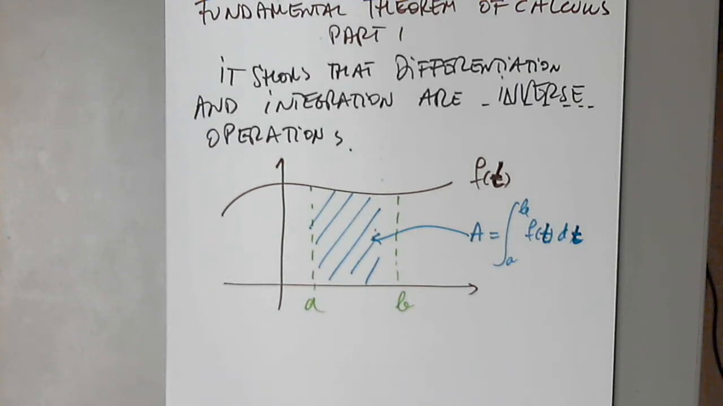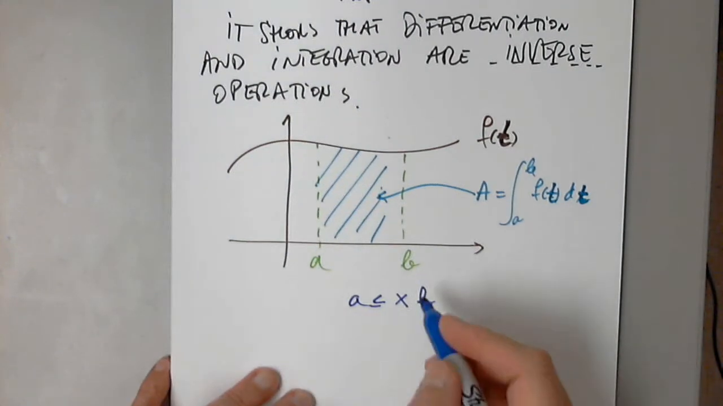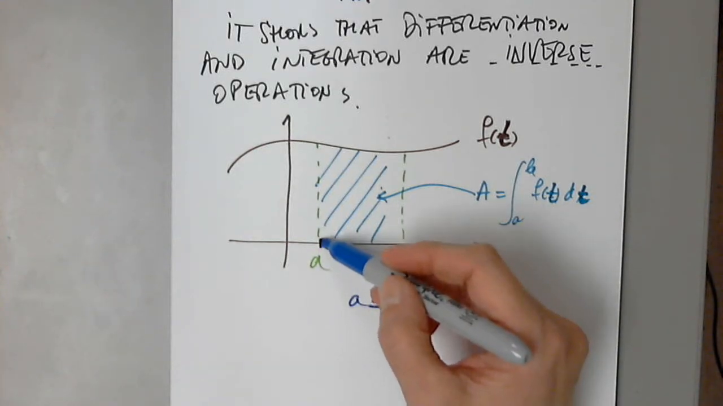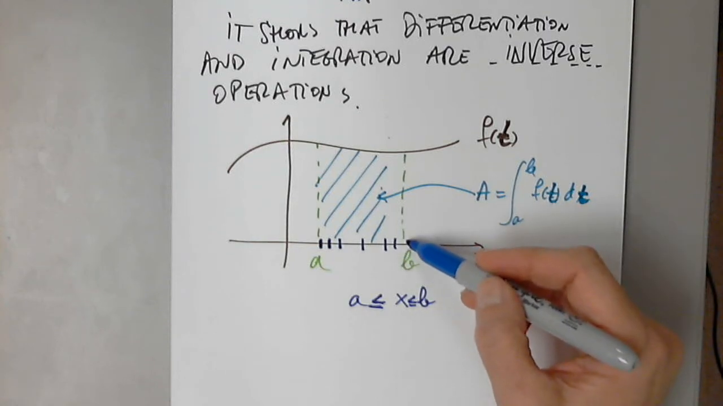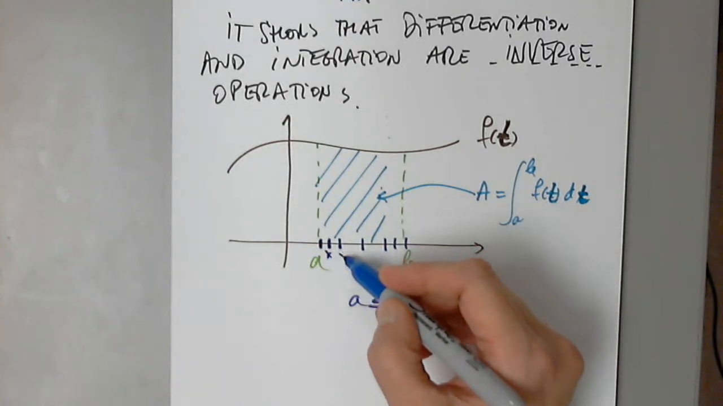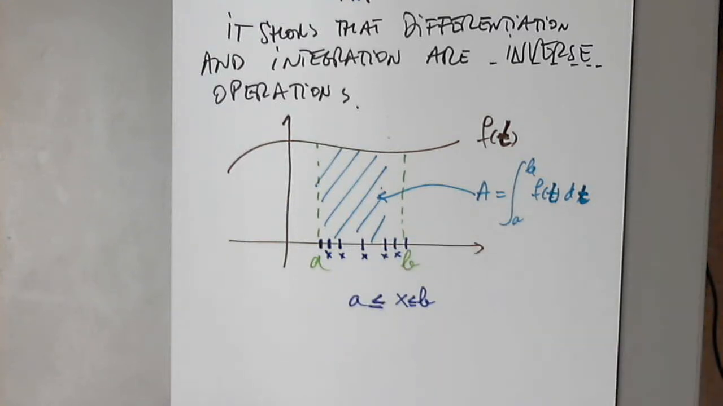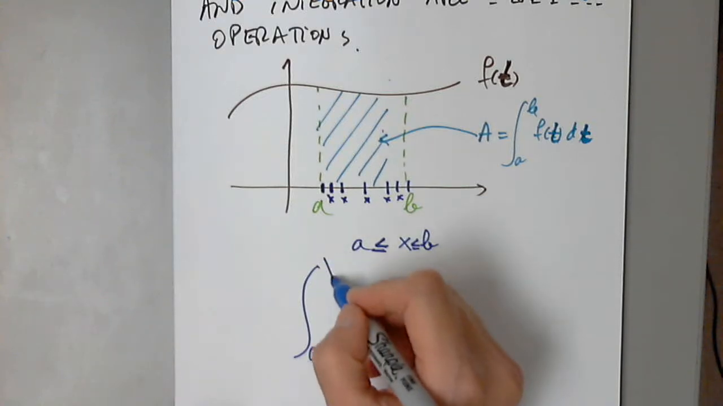Here's what I would like to do next. I'm going to say that x is a number between a and b. It can be here, it can be here, it can be here. So this can be x, anywhere between a and b. And I would like you to think for a moment and tell me what this is.